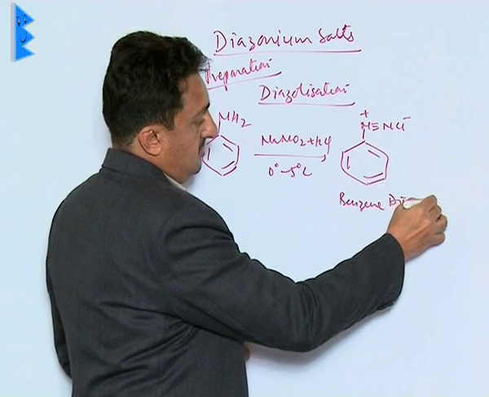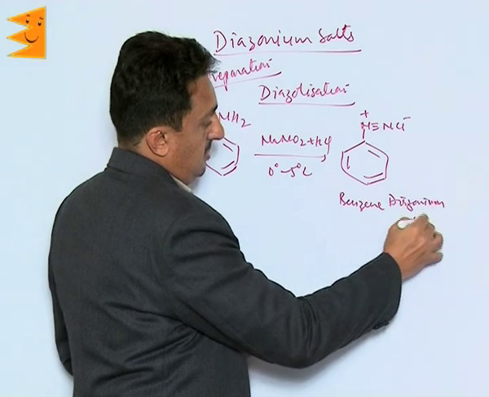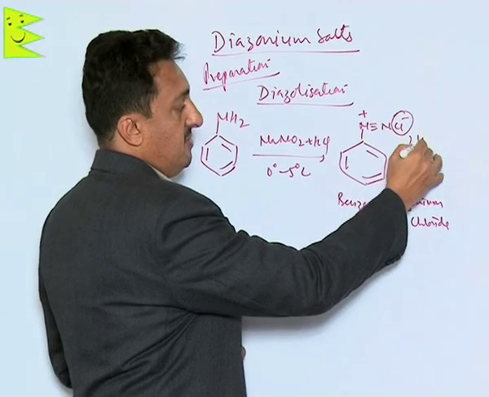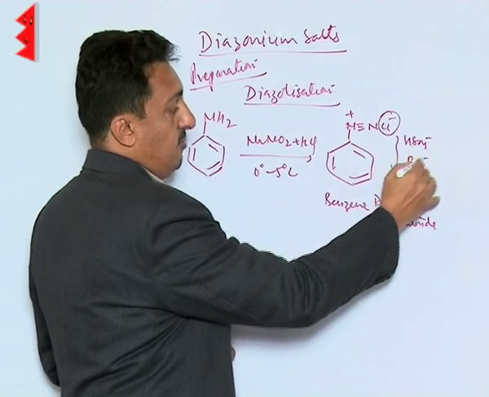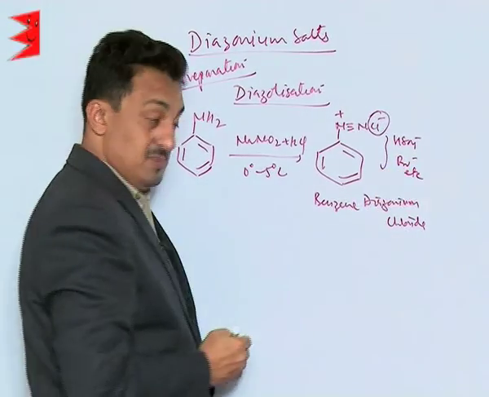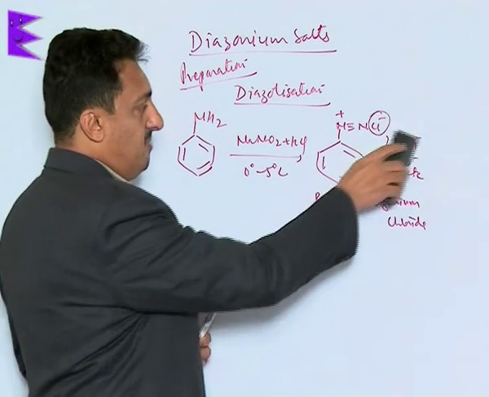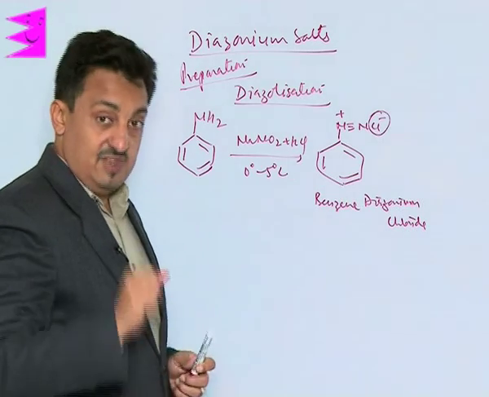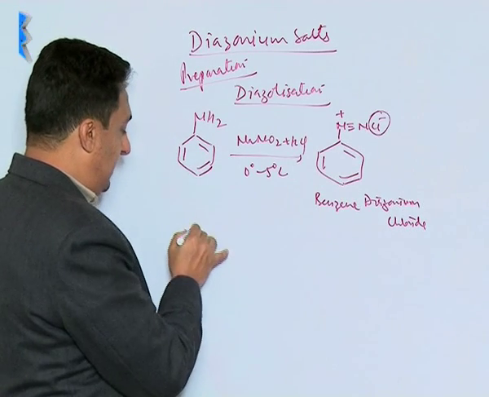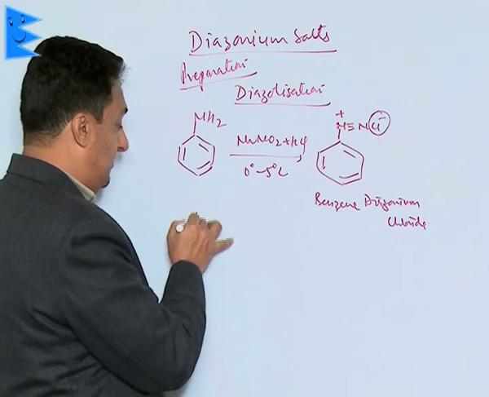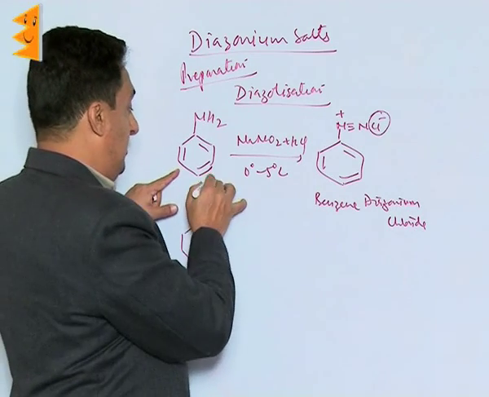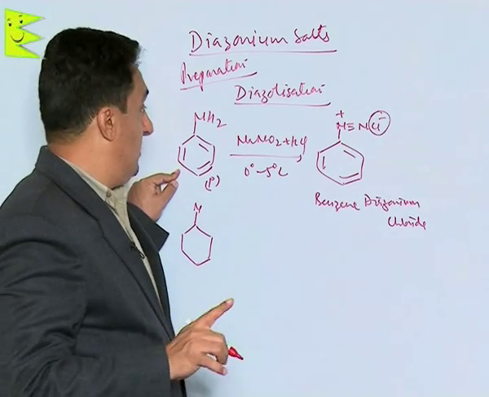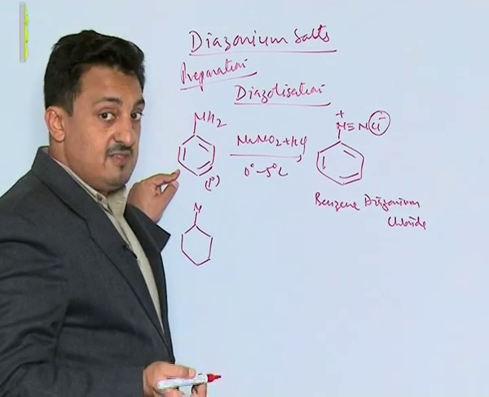diazonium chloride. Now, in place of these chlorides, we can also have hydrogen sulfate, bromides, etc. These also are possible. What is most important to note is that these arene diazoniums are stable. Now, what makes arene diazonium stable? We have seen that if this would have been a primary aliphatic amine, we get alcohol instead of getting the diazonium salt. The reason being they are not stable.